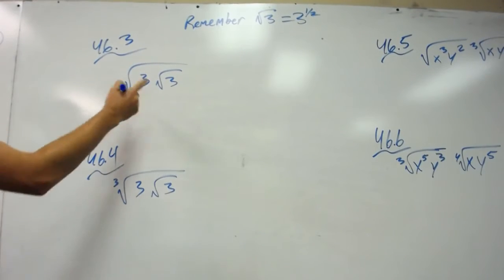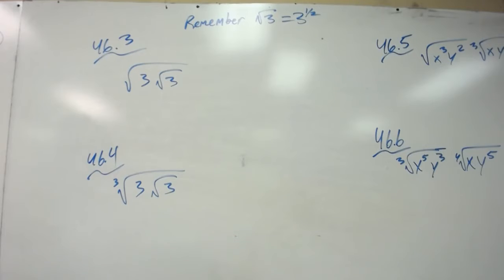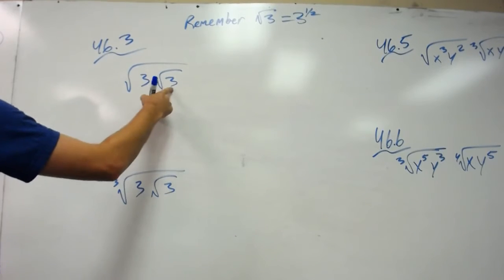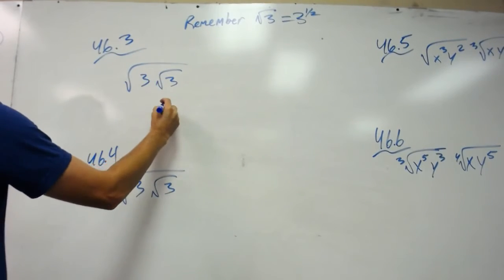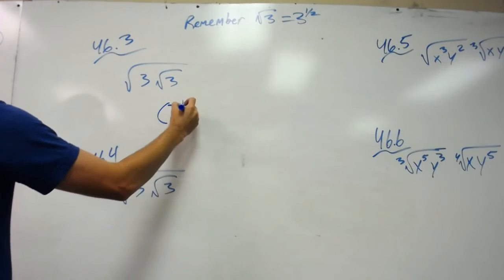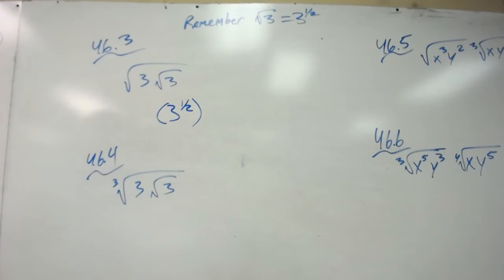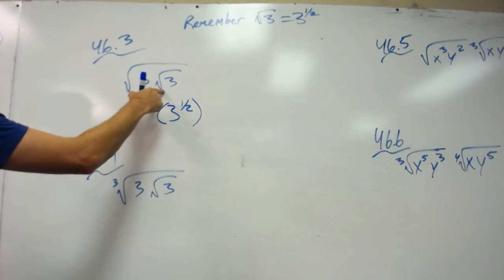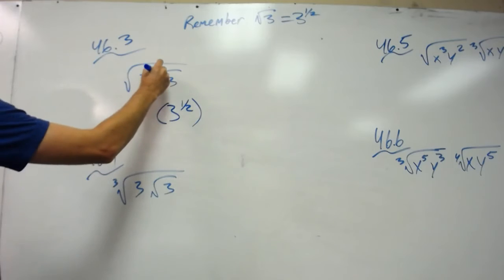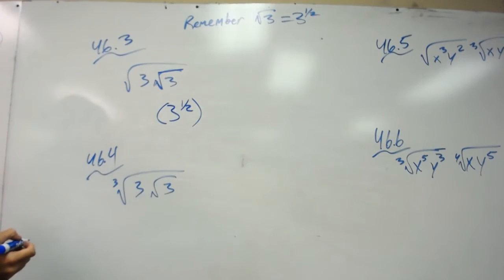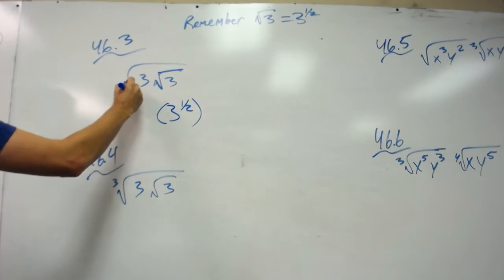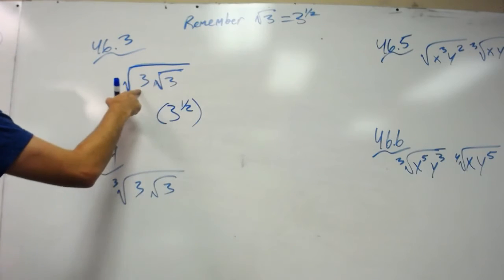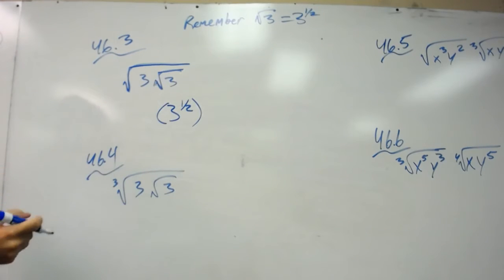So what we're going to do is change this to a fractional exponent. I'm going to change this square root of 3 to a 3 to the 1/2 power, and put that in parentheses. The reason I'm going to put this in parentheses is because only this one has this square root. So it's its own identity. Now this square root encompasses both of these.